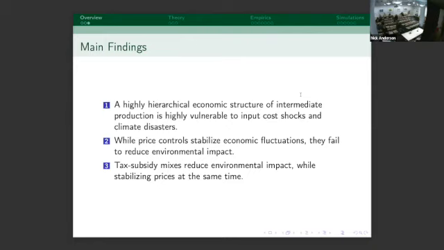One of the main findings is that we have a very highly hierarchical economic structure of intermediate production, which makes it very vulnerable when you have, for example, electricity. All economic activity requires electricity and energy. So if you have an input cost shock there, like for example the oil embargo, that will really trigger a shock in the whole of the economy. So we really also need sector-oriented policies in order to solve these issues.